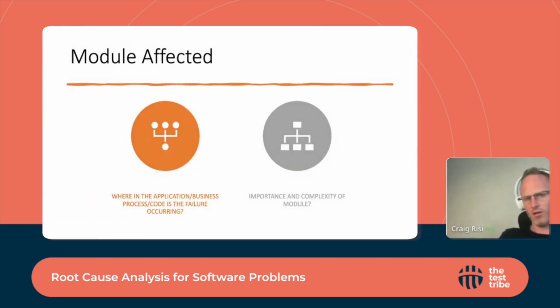The module affected. So again, unpacking, we had a code issue. Which part of the application caused that issue? What's the importance and complexity of that module? Often you find that a lot of defects are sitting in one part of an application somewhere for whatever reason. Is that a problem with that specific team that's working on the module? Is there an architectural problem that's leading to that module causing so many issues? It's worthwhile understanding. Maybe it's just a really complicated module, and that complexity is causing problems.